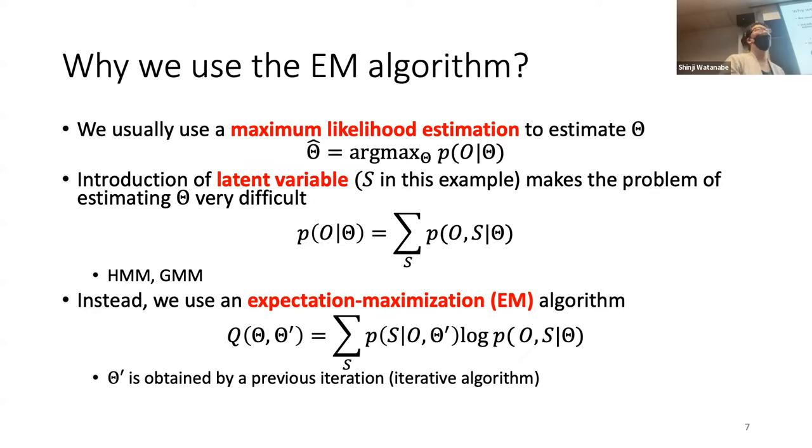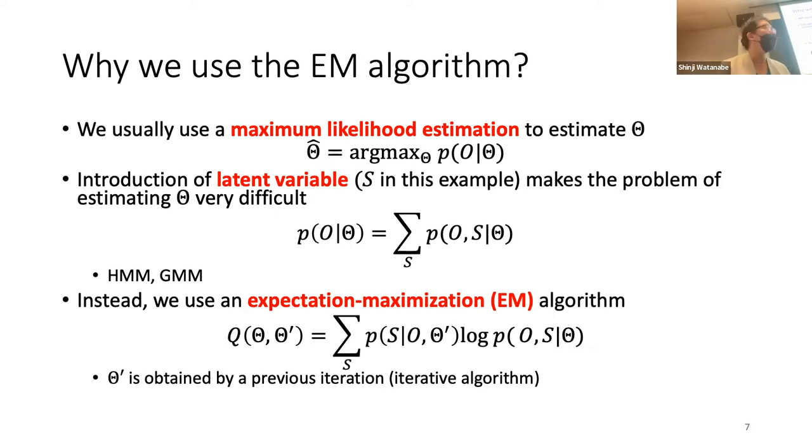And then we consider this, in machine learning terms, a latent variable. And this is not only for hidden Markov models, Gaussian mixture models or other problems, we are using this kind of formulation. And then the EM algorithm is one of the powerful solutions to iteratively solve this problem. So the keyword is iteratively solving this problem. In these cases, theta dash is the parameter estimated in the previous iteration, and then we try to estimate the new parameter.